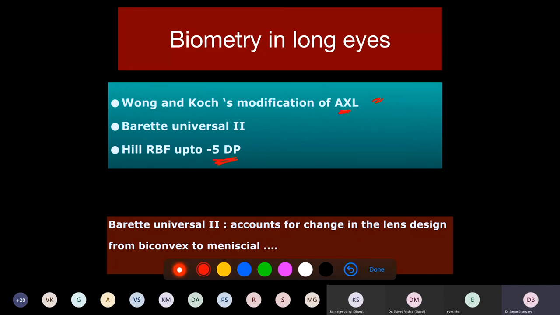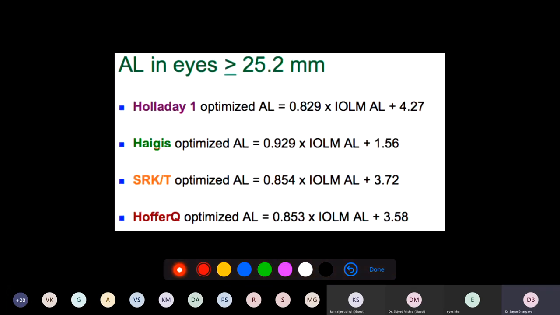Remember, the lens design changes as it goes towards minus power. So suppose you have an AMO lens, from minus 2 diopters its design is no longer biconvex, it becomes meniscal. And for Alcon, I think it's from plus 5 itself that it becomes meniscal. So Barrett Universal 2, the highlight is that it accounts for this change in the shape, and it helps in getting the power. So here you can see the axial length modification done by Wang-Cox. So you get an optimized axial length. This is the axial length from IOLMaster. You use this formula and get an axial length.